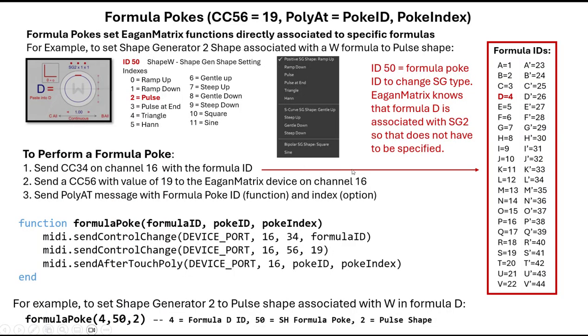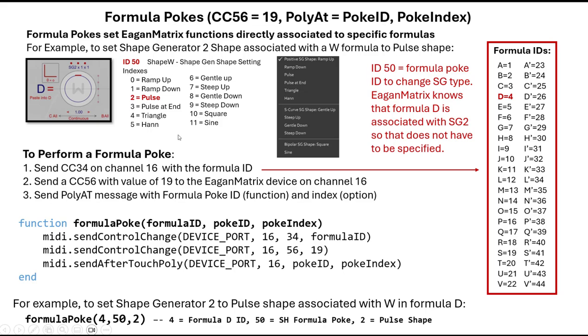Formula pokes are when you want to change something that's directly associated with a specific formula. For example, the shape of a shape generator. The shape generator will always be defined in the W part of a formula. In this case, formula D defines shape generator 2, and we want to set that with a pulse option. Let's say it's set now to ramp up.